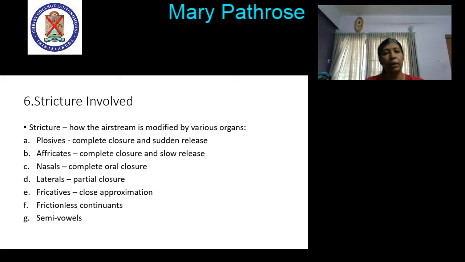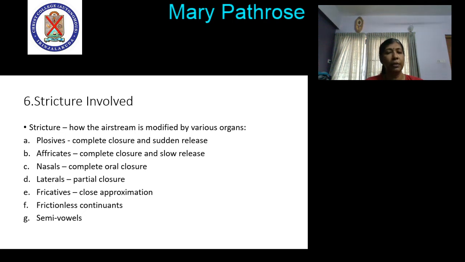The third type of sound, according to the stricture involved, are nasals. Nasal sounds are articulated with a stricture of complete oral closure. As the name implies, during the articulation of these consonants, the nasal passage is open by lowering the soft palate. At the same time, the oral cavity is closed. So the only possibility for the air coming from the lungs is to escape through the nostrils. Such sounds are referred to as nasals. We have only three nasal sounds in RP. They are m, n and ng.